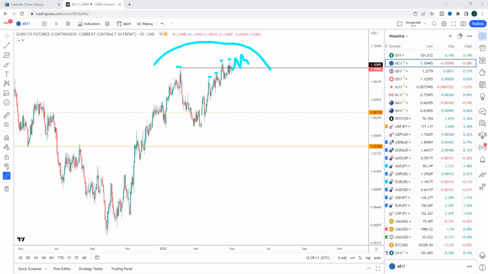And I do think this is going to, as I've been saying to you, turn into a double top over here, but we may not be done testing the highs just yet.